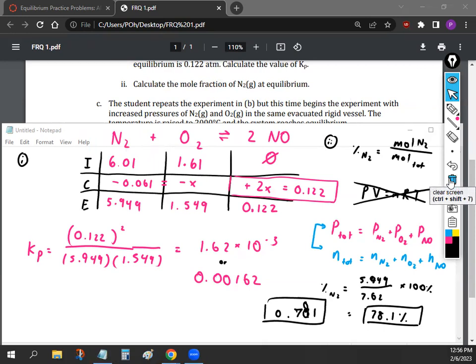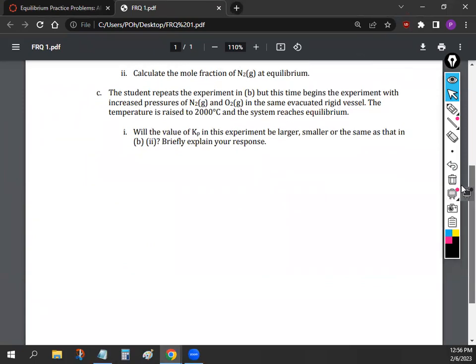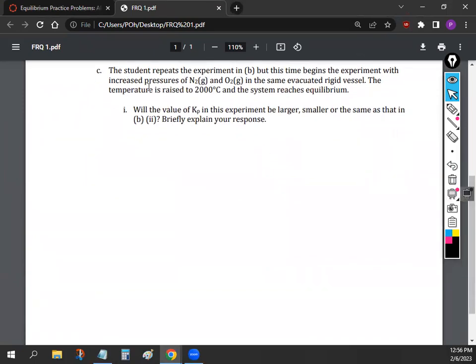Okay, let's move on to part C, and that's, I think, the end. That's going to be the end of that FRQ. There's going to be about, I think, a little bit longer than this one, but not too much longer. Would this be considered a short or a long? This would be considered a long FRQ. Short would have like 1 or 2 parts max.